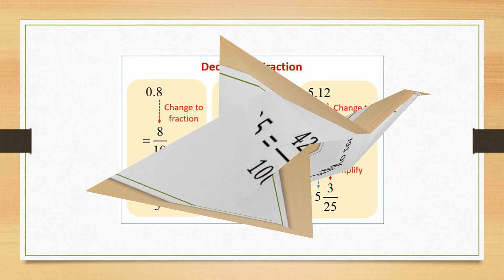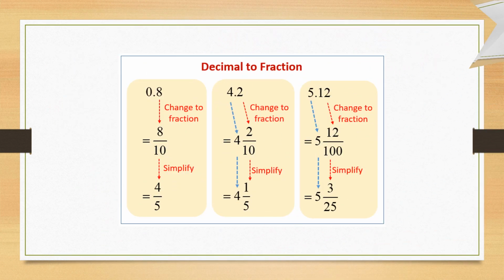4.2. So 4 is the whole number, write the 4 directly. 0.2, change this 0.2 into fraction form. So it will be 2 upon 10. Now simplify 2 upon 10, that will give you 1 by 5. So the fractional value of 4.2 is 4 and 1 by 5. 5.12. Write 5 as a whole number. 0.12 is 12 upon 100. So the fractional value will be 5 and 3 upon 25.